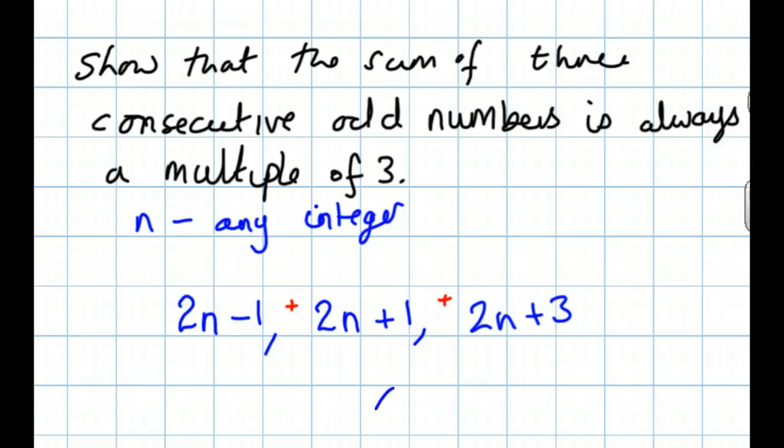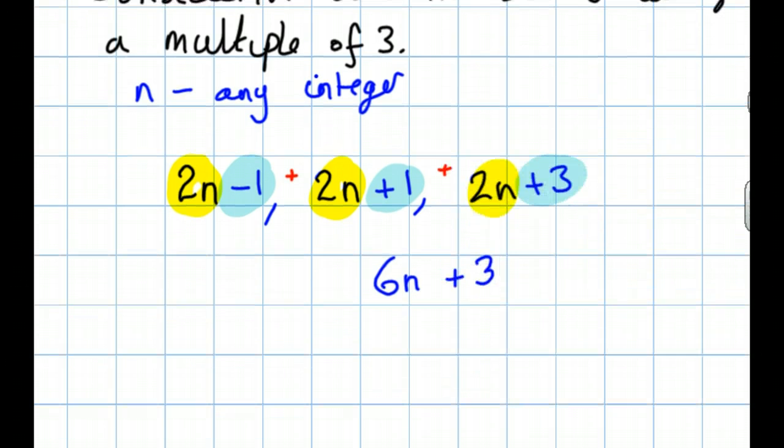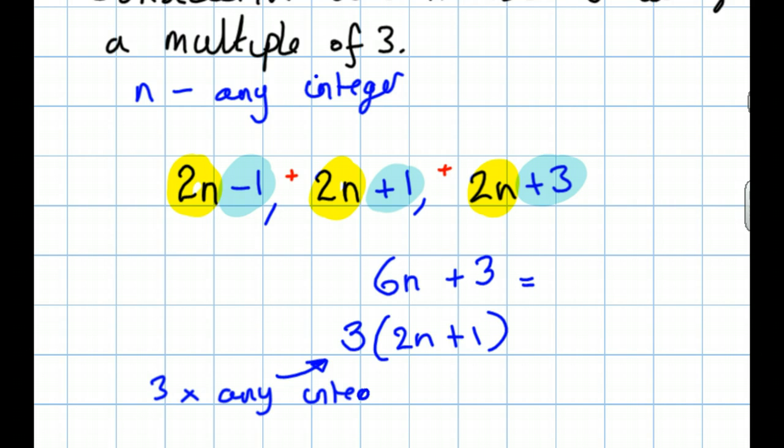I now add these all together to give me 6n. That's gathering together all the n's. And then gather together the constant terms, minus 1, add 3, gives me plus 3. I'm almost there. And if I factorize it, I get 3 times (2n plus 1). And as we can see here, 3 times any integer, which 2n plus 1 must be, is always a multiple of 3.